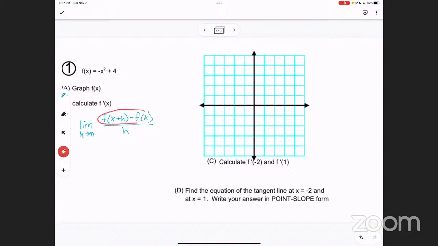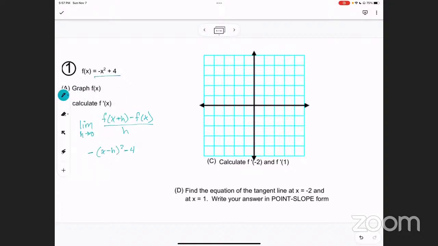This is your rise, and this is your run. The height is your rise, and this is your run. Okay? So what we're going to do is we're going to plug in x plus h into that equation.